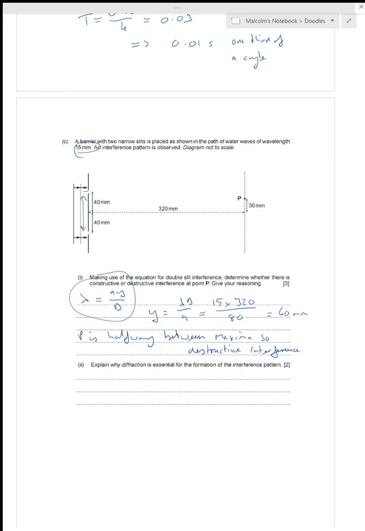Explain why diffraction is essential for the formation of the interference pattern. So for interference, the waves need to overlap, and they can only do that if they spread out from the slits. So I guess we write that as diffraction causes spreading from slits, which allows the waves to overlap.